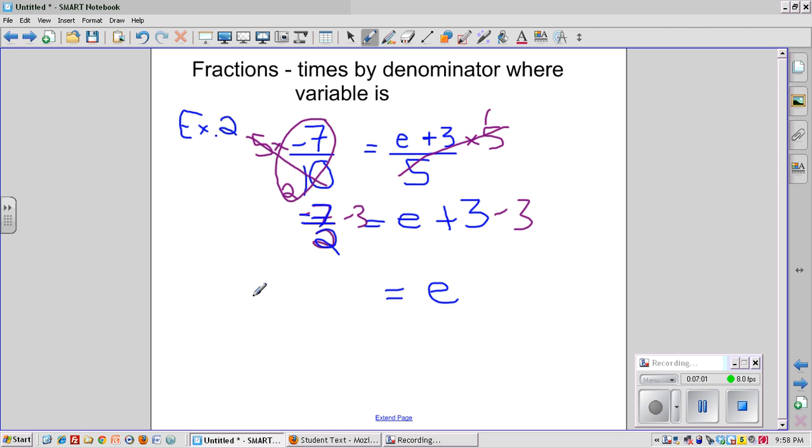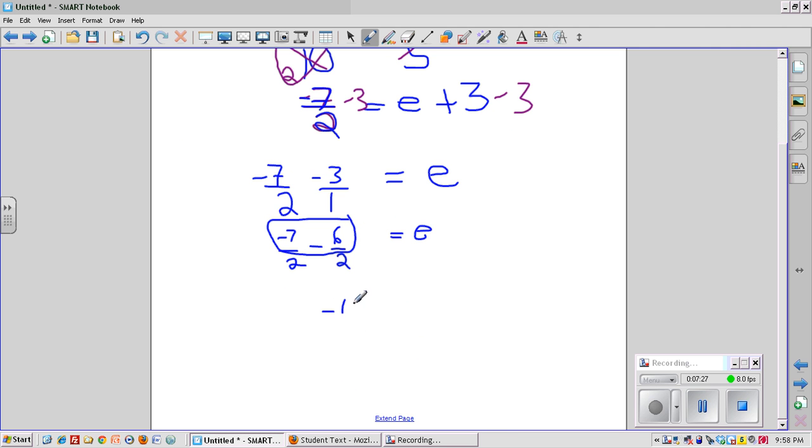So we have negative 7 over 2, and we're going to put a negative 3 in there. Well, this could be negative 3 over 1. We'd have to get common denominators to add those two together. So negative 7 over 2, and of course that's going to be negative 6 over 2. Adding fractions would be negative 13 over 2, which if you remember is what we got before, and that's negative 7.5.